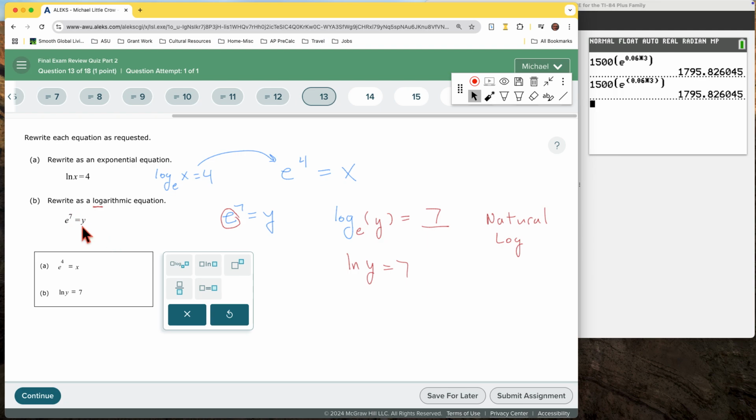In this other one, it was already solved for y, the variable. But now we've got an equation where we don't know what y is, so we'd have to solve. Generally, we use it to solve for the variable. But yeah, thank you. We'll leave it there for now.